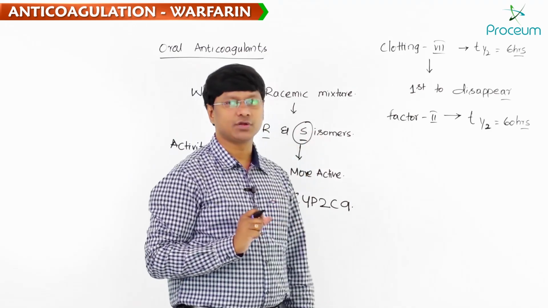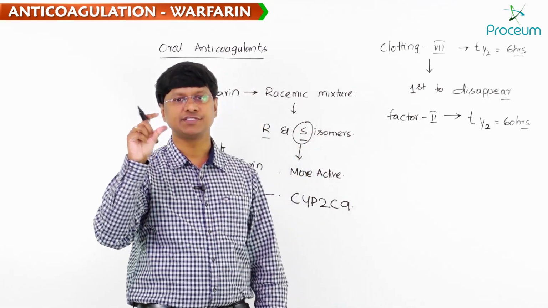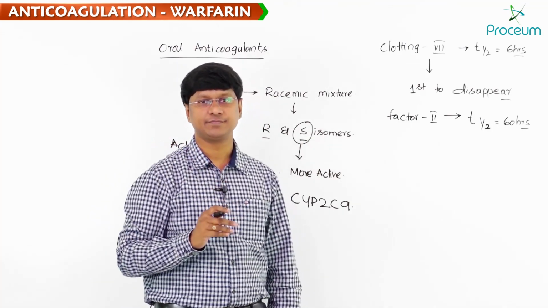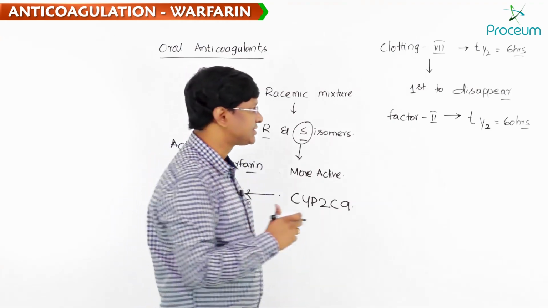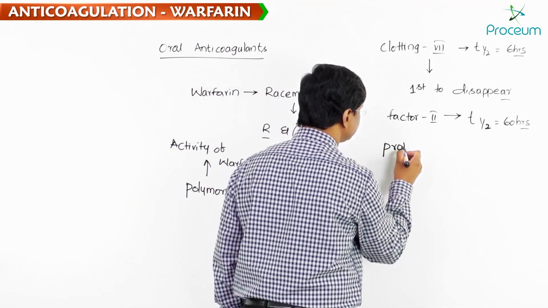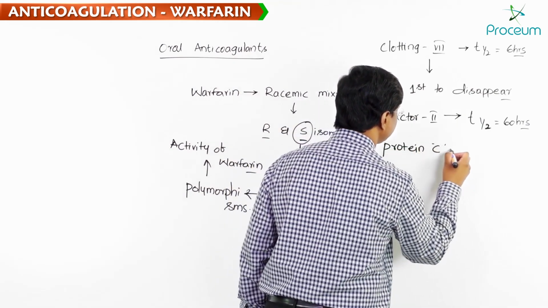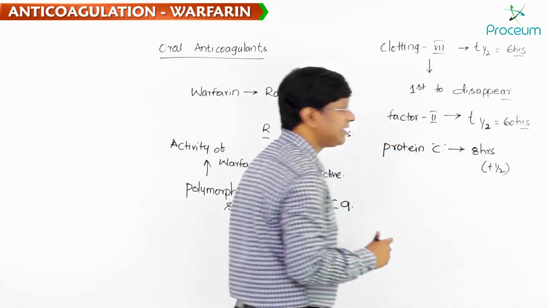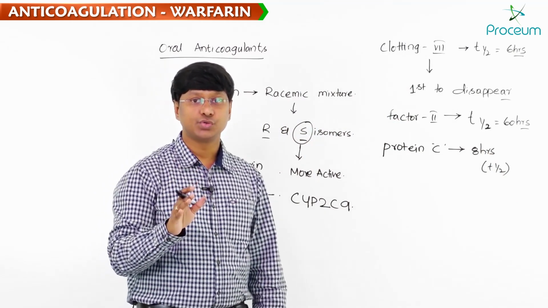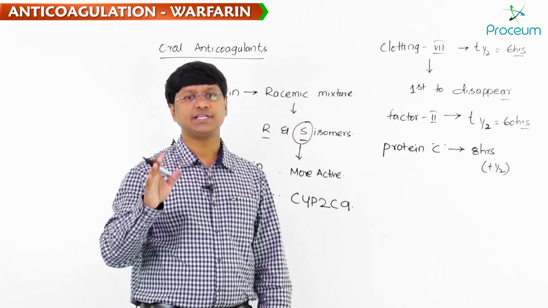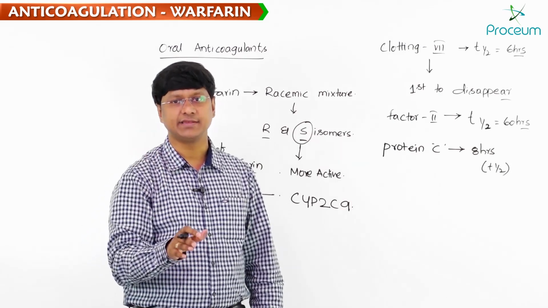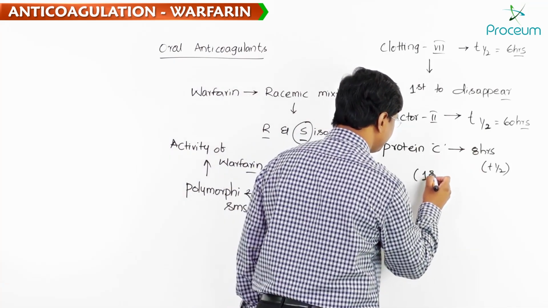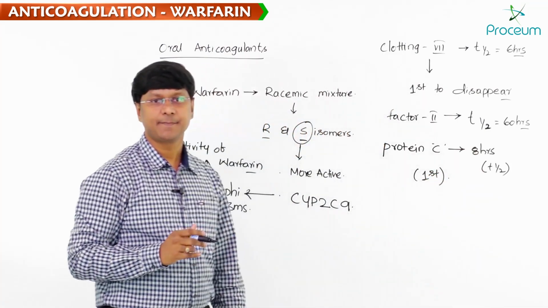Now after having discussed the clotting factors, take the proteins, protein C and protein S. Protein C has a shorter half-life, nearly around 8 hours. So remember, among protein C and protein S, the first to decline is protein C.